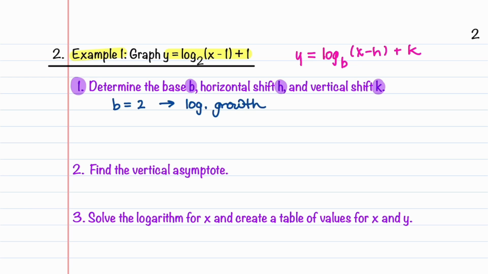Let's now find our horizontal shift. To find the horizontal shift, what we're going to do is look at what's inside the log, and that's x minus 1, and we're going to set it equal to 0, and that's going to give us x is equal to 1, which tells us then that our horizontal shift h is equal to 1, and that's going to give us a shift right of 1 unit.